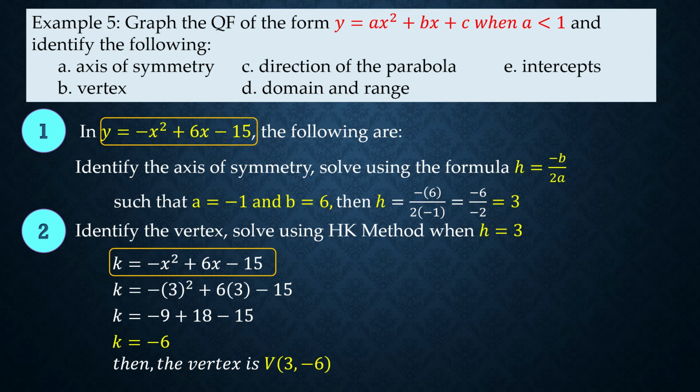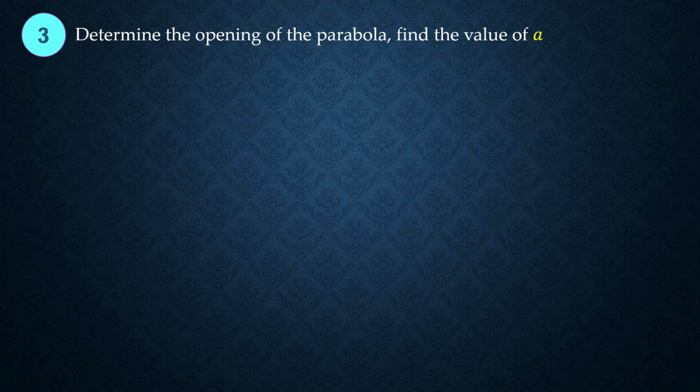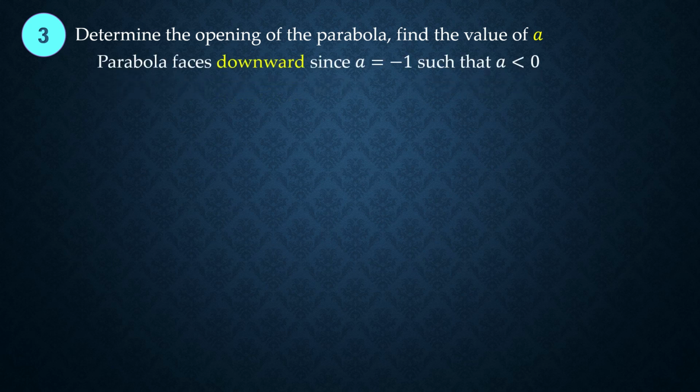we can locate that the vertex, the head of the parabola, is in the fourth quadrant. The value of y, in (h, k), is negative 6. So it is expected that the graph is in the fourth quadrant. The next thing is, which way does the parabola face? Does it face upward or downward? To determine the opening of the parabola, find the value of a. The parabola faces downward since a is negative 1, such that a is less than 0.